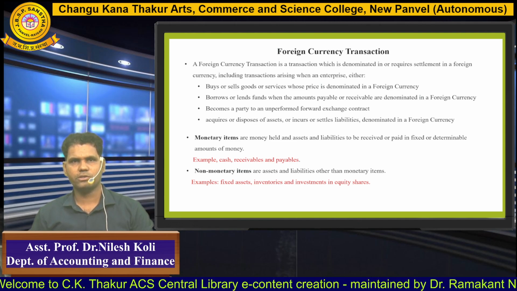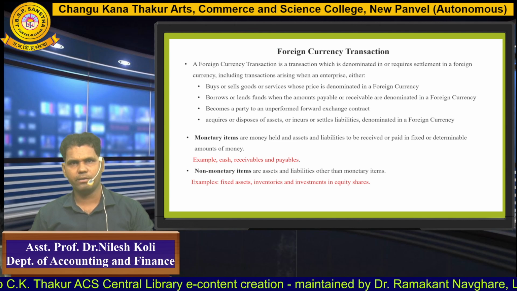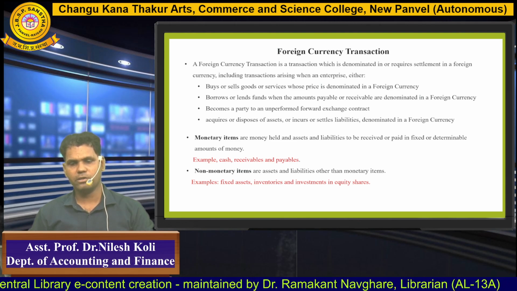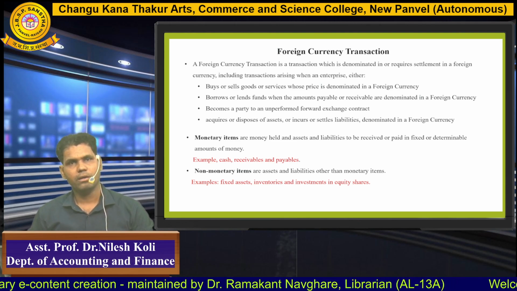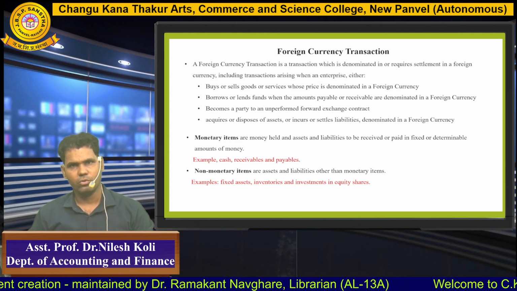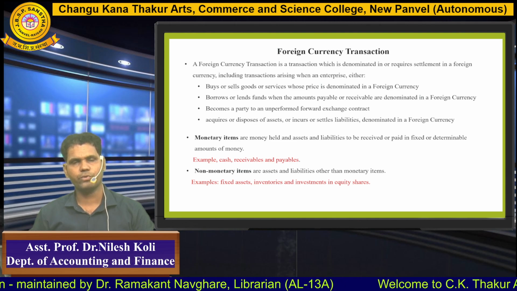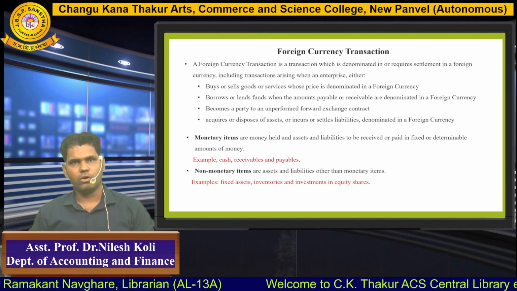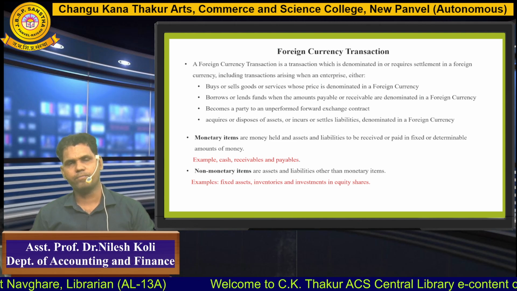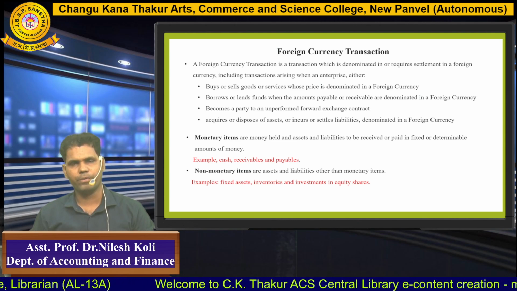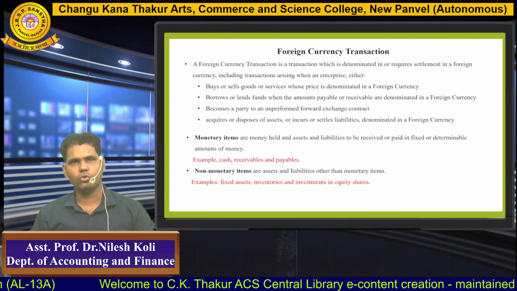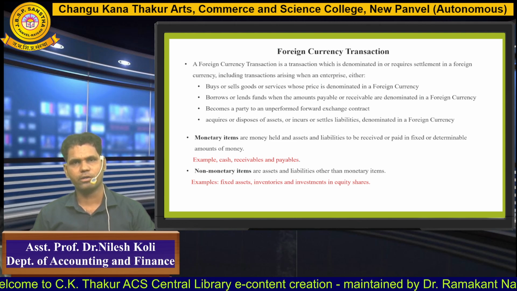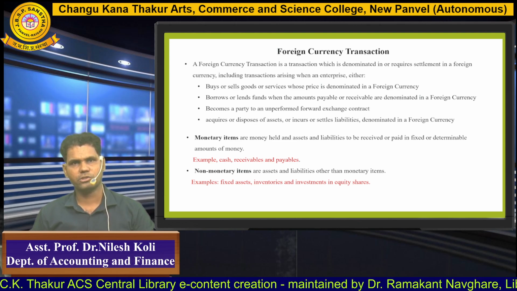A foreign currency transaction is a transaction which is denominated in, or requires settlement in, a foreign currency, including transactions arising when an enterprise buys or sells goods or services whose price is denominated in foreign currency. As I gave the example, import and export, then borrowing or lending of funds. Businessmen take loans in foreign currency, and likewise they lend to foreign countries, so such transactions will be there.